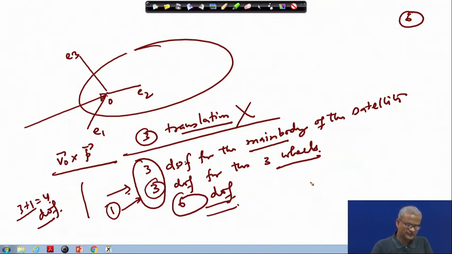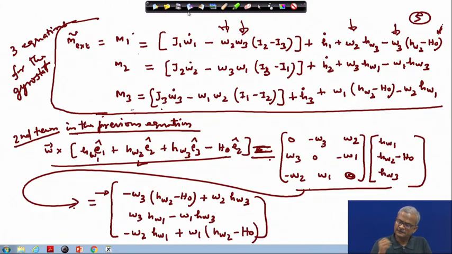So, we have completed this equation of motion and, okay, next we can discuss linearization. That we will do in the next lecture. So, we will continue in the next lecture. Thank you very much.